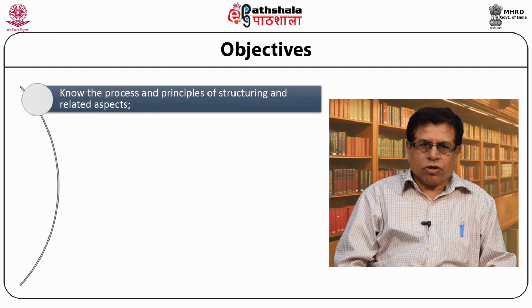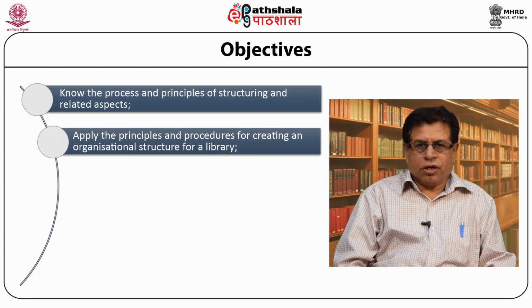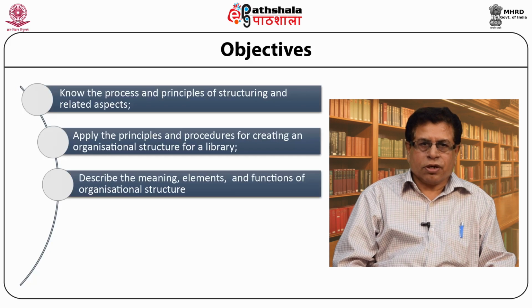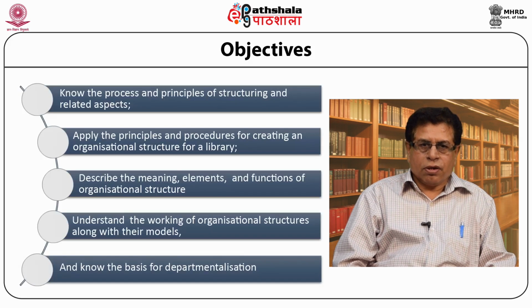Before we proceed further for describing the organizational structure of library in various components, let us be clear about the objectives first. First of all, the main objective is to know the process and principles of structuring and related aspects and apply the principles and procedures for creating an organizational structure of a library, describing its meaning, what are the elements, what are the functions of the structure, so as to understand the working of the structure along with their models and know the basis for departmentalization.